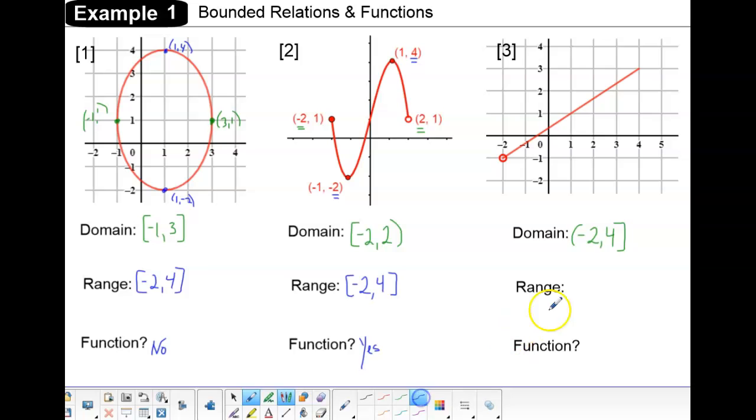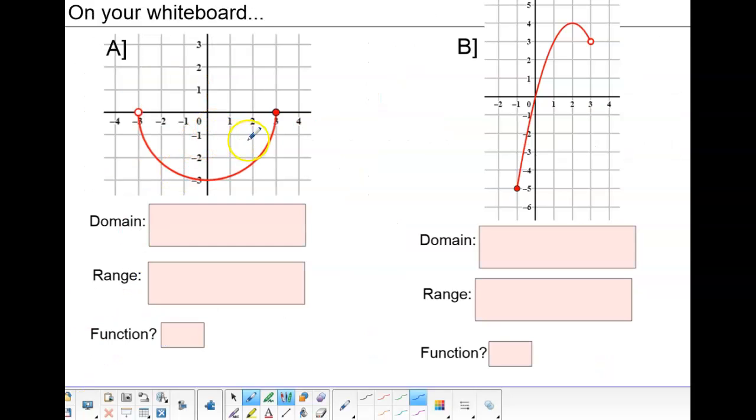Okay, then our range, the lowest y value on this graph is -1 at an open circle. So we'll start with a parentheses -1. And then our higher y value, it maxes out up here at 3, and that's closed. So we put a bracket. Okay, and this piece of a line here, that's going to pass the vertical line test, and so yes, that is a function.